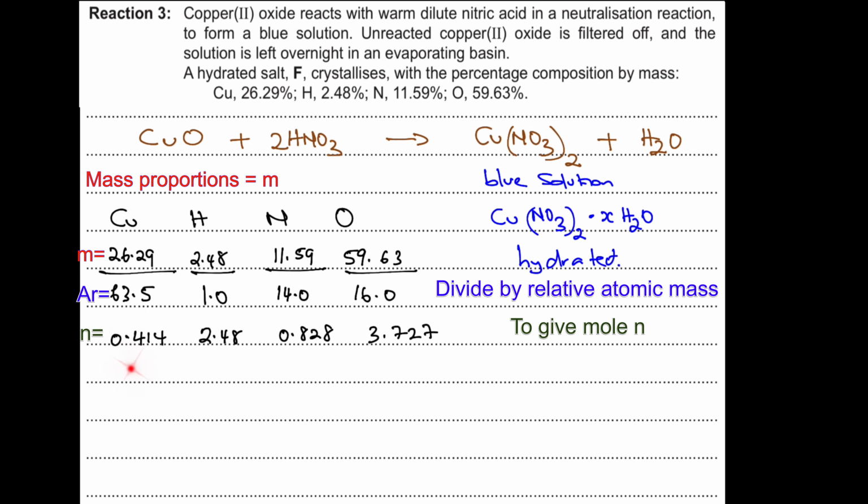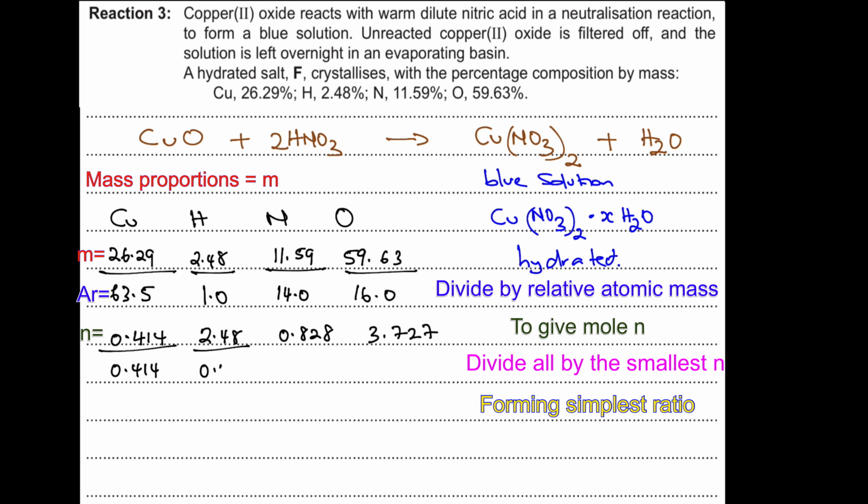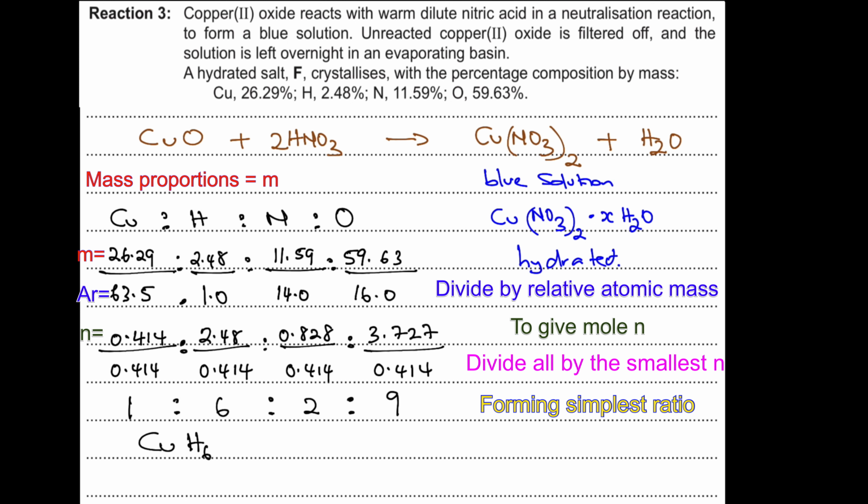So the smallest here is 0.414, and we divide everything by 0.414. We're going to get 1, that's the ratio, then 6, that's the ratio, and this is 2, that's the ratio, and this is 9, that's the ratio between them. Therefore we have 1 copper, 6 hydrogen, 2 nitrogen, and 9 oxygen.